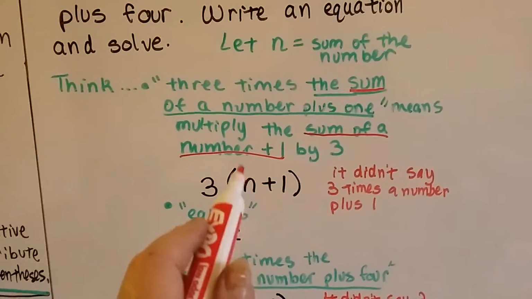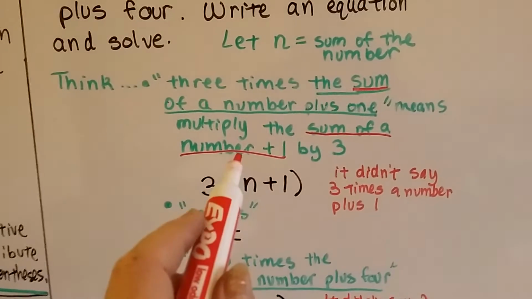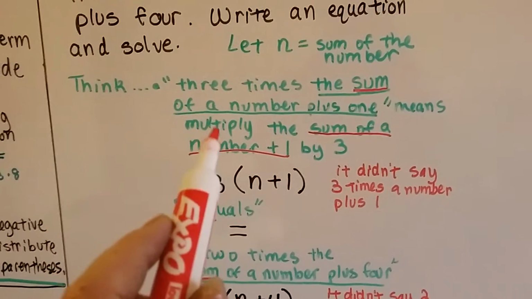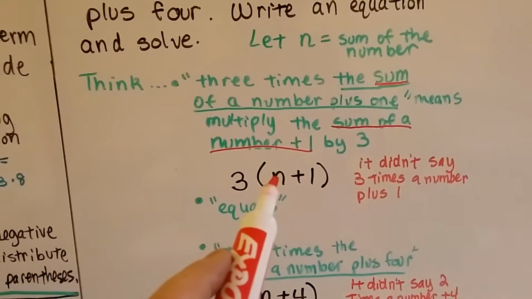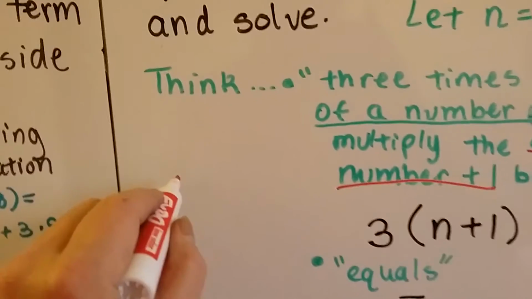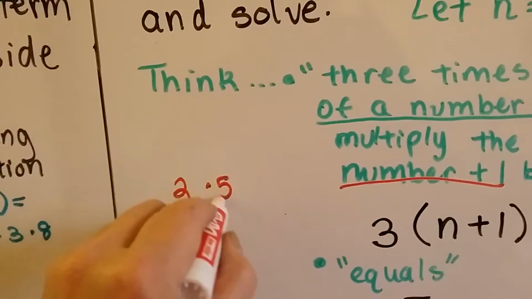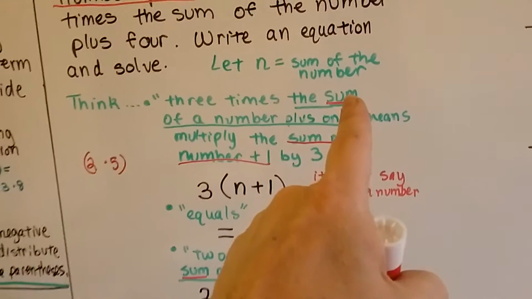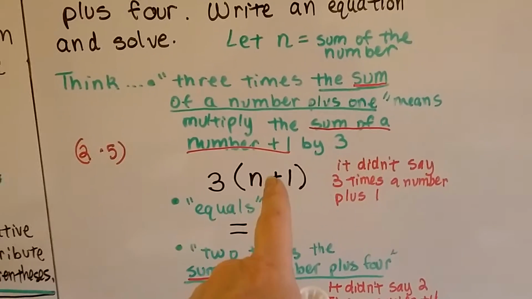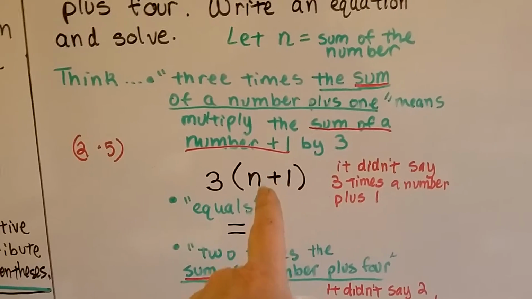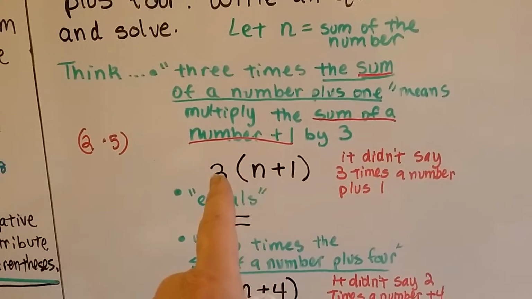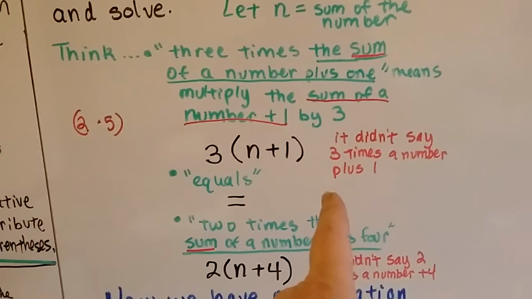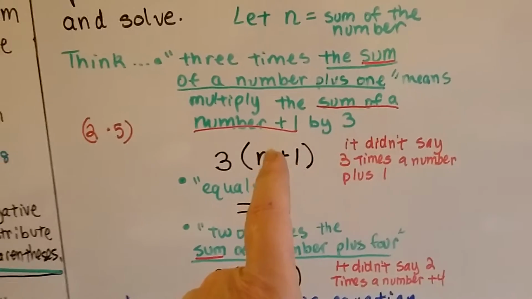So it would be no different if it said 3 times 2 times 5. If it said 3 times the product of 2 times 5, wouldn't that tell you that we need to get the product of 2 times 5, and it would be 3 times that? So because the word sum is here, that tells me that they need to be alone in parentheses. Okay? If it didn't need to be alone in parentheses and we could just have 3n plus 1, it would just say 3 times a number plus 1. But it didn't. It said the sum of a number plus 1.